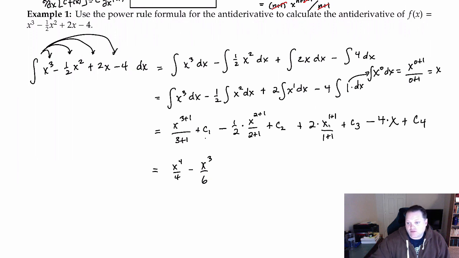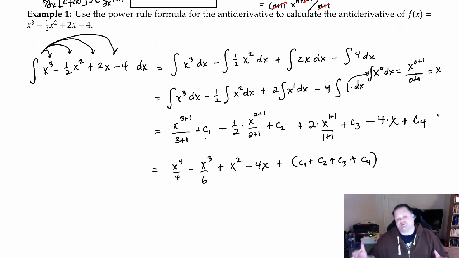Plus here you have x squared over 2, but you've got a 2 that's multiplied. So this is just going to be x squared minus 4x plus, and you have all of these c's. I'm going to group them all together. So all of these constants are arbitrary, which means it could be anything. C1 could be anything. C2 could be anything. C3 could be anything. C4 could be anything. They all could be any constant number, and this answer is still correct.